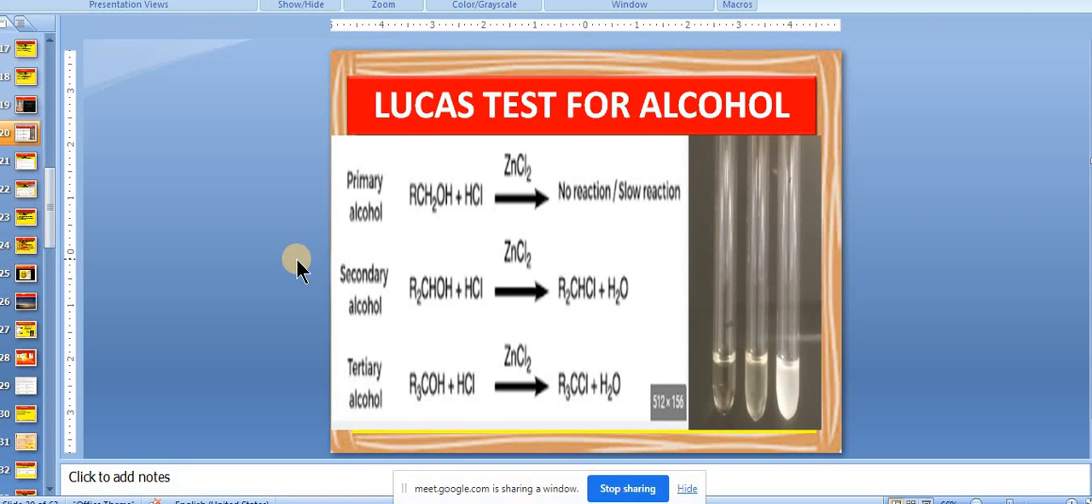Even if you don't add zinc chloride, the reaction will still take place. And when you write HCl, it should be concentrated, please keep in mind. A 3 degree alcohol will give the reaction immediately. A 2 degree alcohol will give it after a few minutes, around 10 minutes later. A 1 degree alcohol is very slow, or needs heating. Sometimes we write no reaction if you are working at room temperature, right?